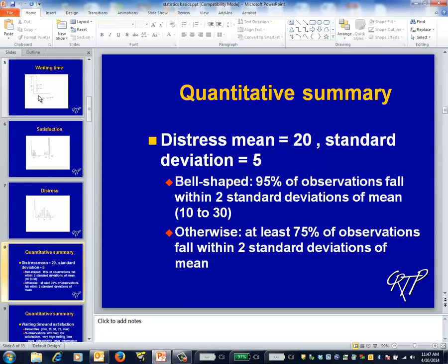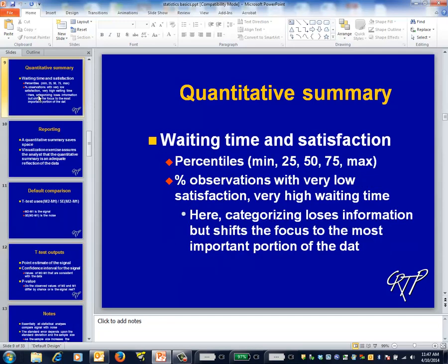The mean of 20 is a good representation of the center of the distribution. The standard deviation quantifies the level of variation between patients. As previously noted, a quantitative summary for waiting time should probably report selected percentiles, whereas distress could be more simply summarized by the mean and standard deviation. For waiting time and satisfaction, categorizing observations into extreme or not, for example, extremely long waiting time or not, would be reasonable. The usual downside for categorizing continuous data is that you lose information. However, here there's a trade-off in that we shift the focus to the most important element of the data.